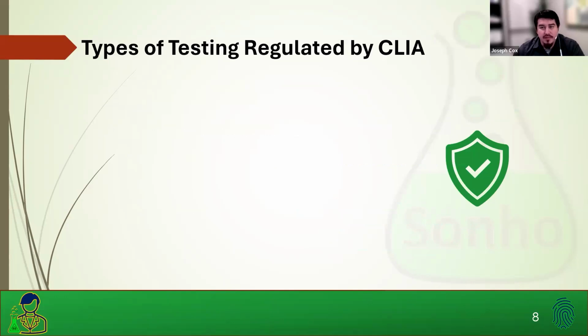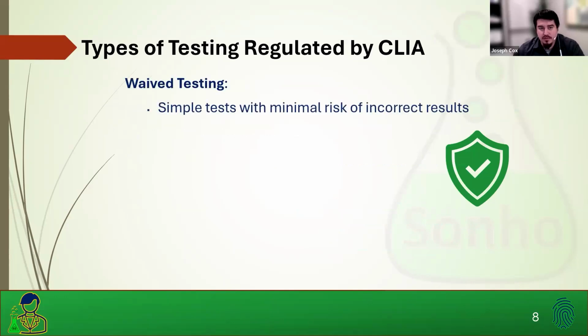So what are the types of testing regulated by CLIA? There's waived testing. This is the most simple: simple tests that carry minimal risk of incorrect results. Examples of this are glucose monitoring, oftentimes strip tests. So in this instance, glucose monitoring with a strip, a simple blood drop, and urine dipsticks fall under waived testing, things of that nature.